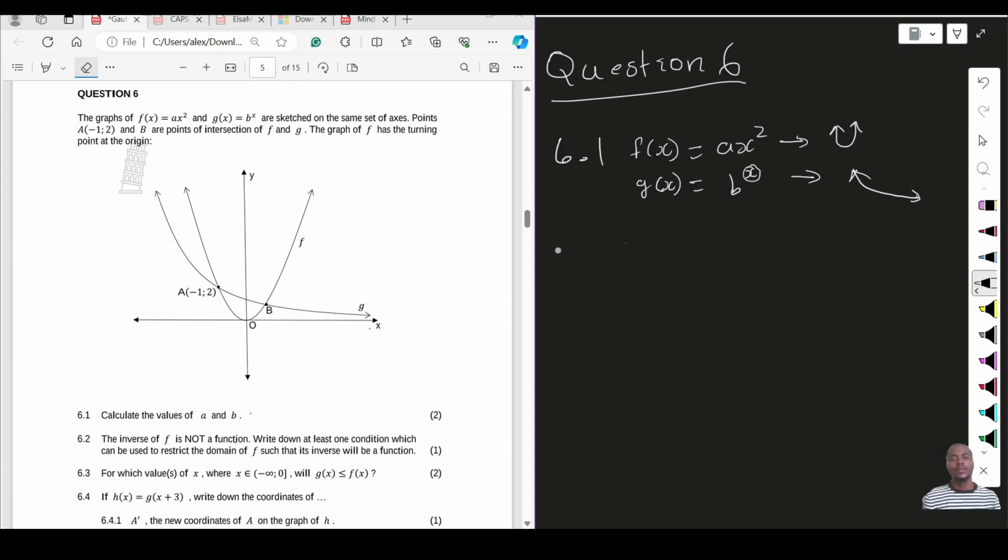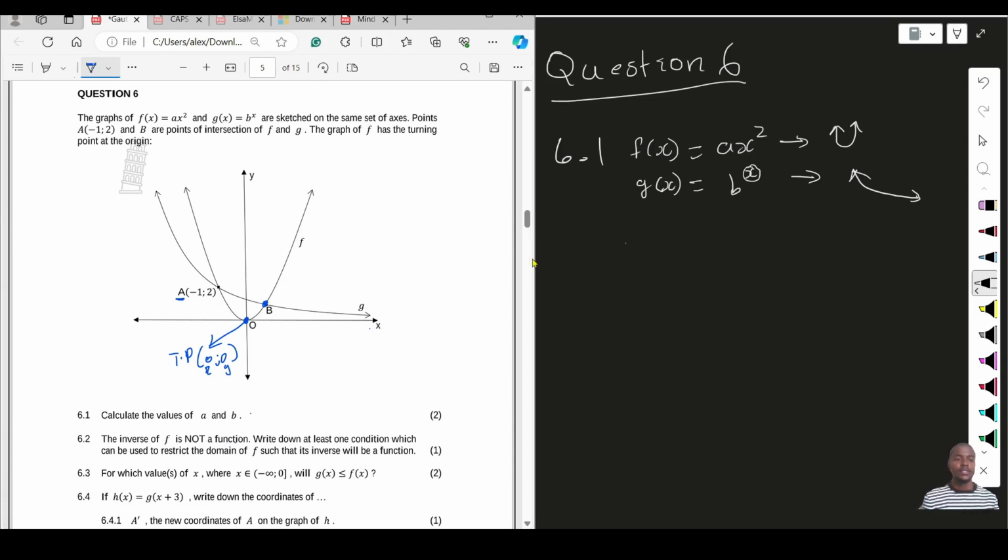We have point A. Okay, let me go to this side. So we have point A, which is this one, whose coordinates are -1, 2, and B are the points of intersection. This is where it intersects. Then the graph of f has the turning point at the origin. So we know that the turning point is 0, 0. The x coordinate and the y coordinate are 0.